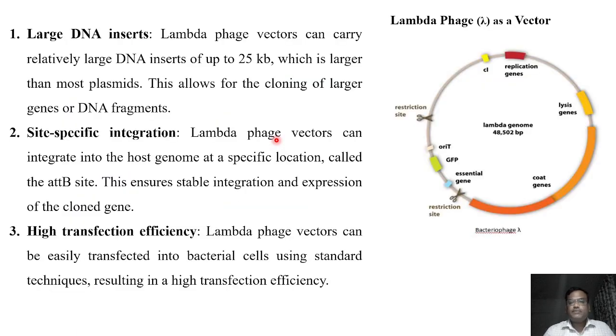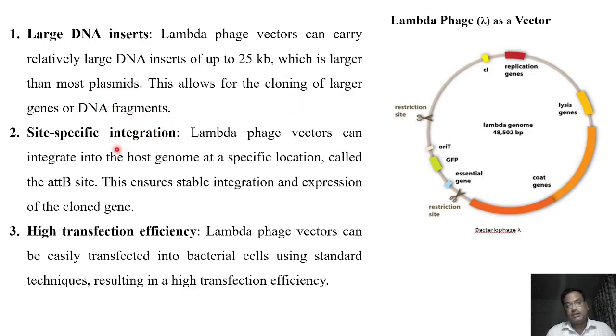So, lambda phage vector, some properties, let us see. Large DNA insert. So what is the difference between a normal plasmid and a lambda phage vector? Lambda phage vectors can carry relatively large DNA inserts of up to 25 kilobase pairs. So this is one advantage. Using lambda, we can insert large-sized genes compared to the plasmids, which is larger than most plasmids. This allows for the cloning of larger genes or DNA fragments.